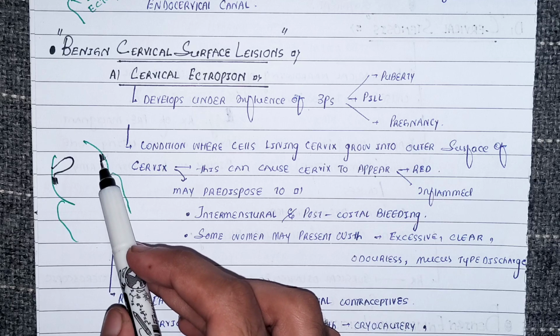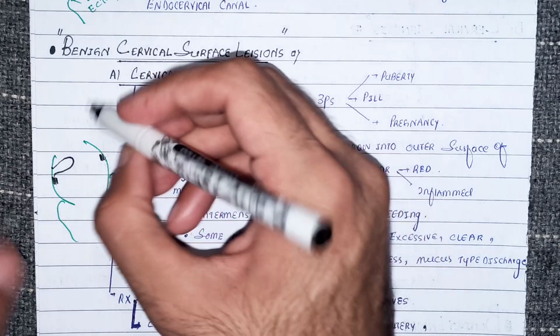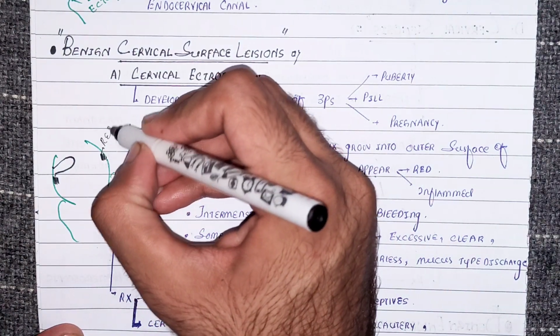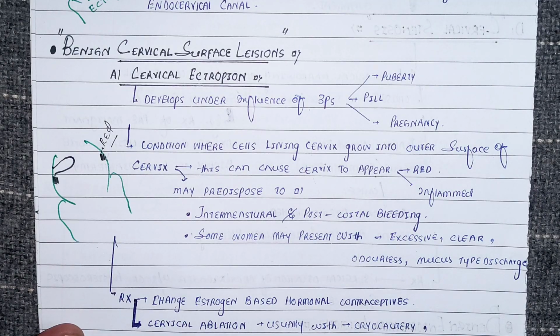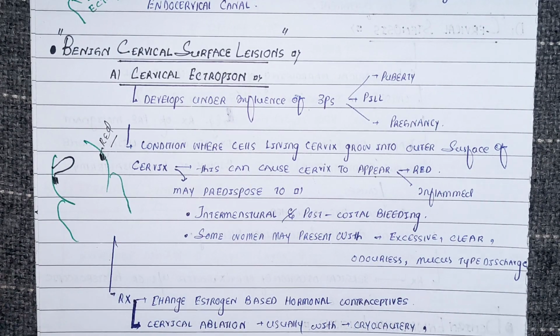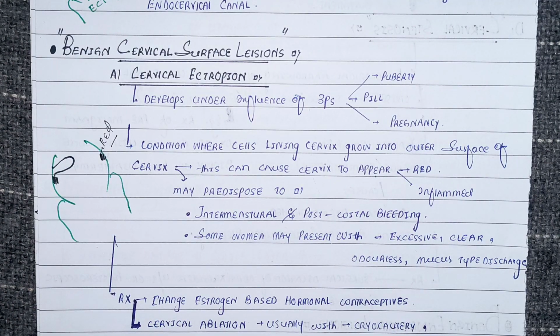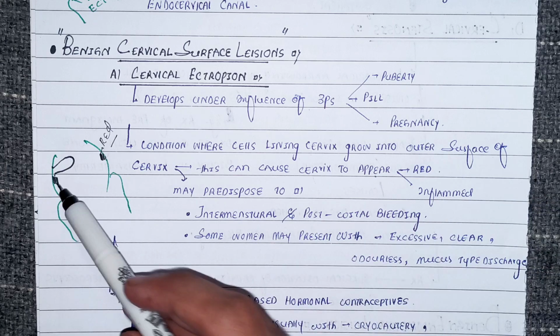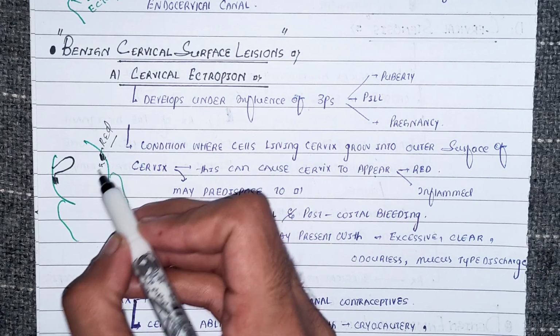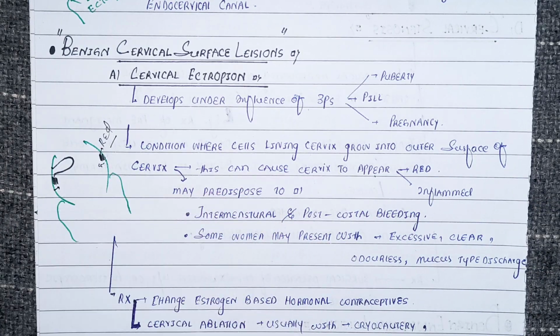And how do they appear? They appear red and inflamed. So cervical ectropion is the condition where the cells lining the cervix grow outward on the surface, and they appear red and inflamed, right?